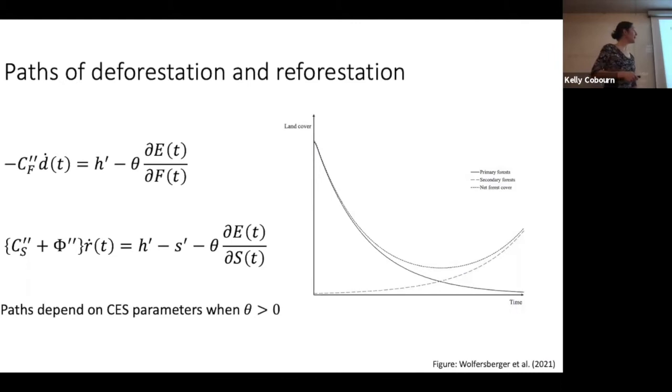So what we add here relative to what's in Wolfersberger et al. is the potential for these paths to depend on the parameters of the CES production function. In particular, to depend on the substitutability between primary and secondary forests. That substitutability matters, of course, as long as theta is not equal to 0.